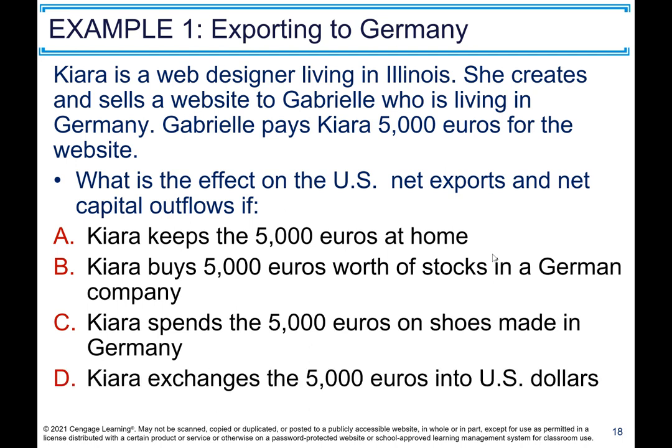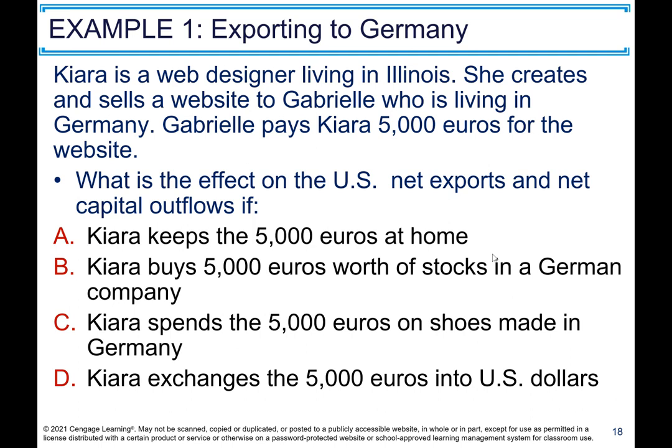Example 1, exporting to Germany. Kiara is a web designer living in Illinois. She creates and sells a website to Gabriel, who is living in Germany. Gabriel pays Kiara 5,000 euros for the website.